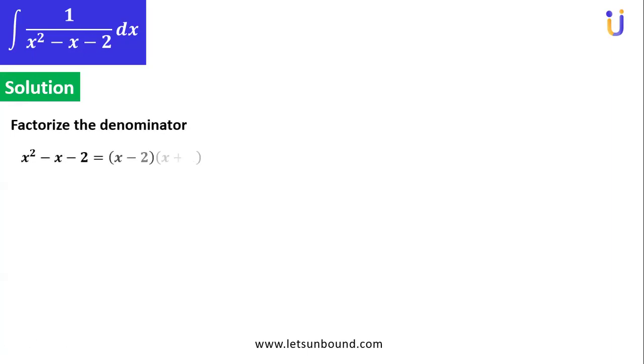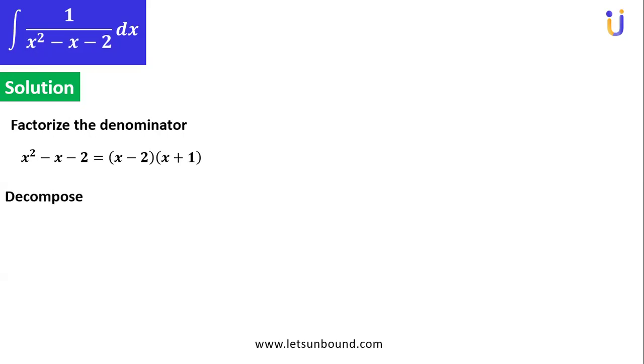So here is a quick example: 1 by x squared minus x minus 2. First of all, we might think, okay, let's go with completing the square. Yes, you can, but I'm going to explain this using partial fractions. Factorize the denominator and you get this. First step done. Next, decompose.